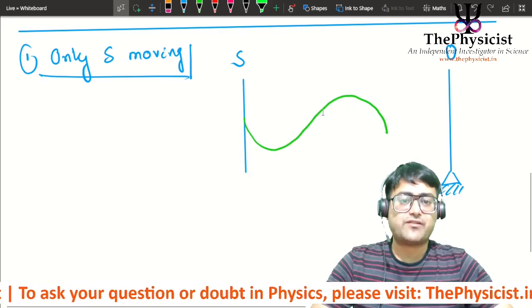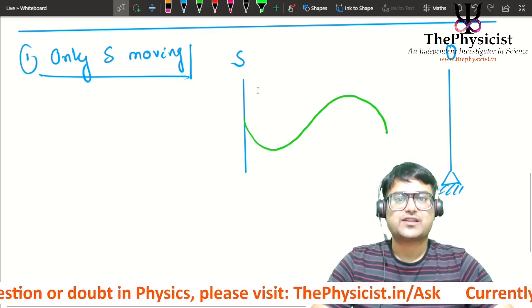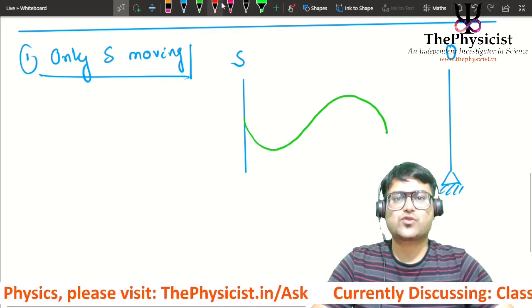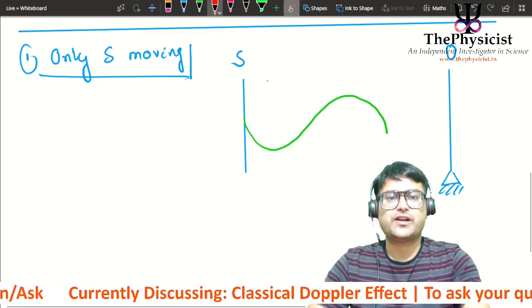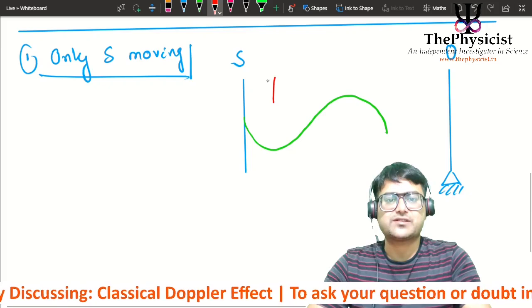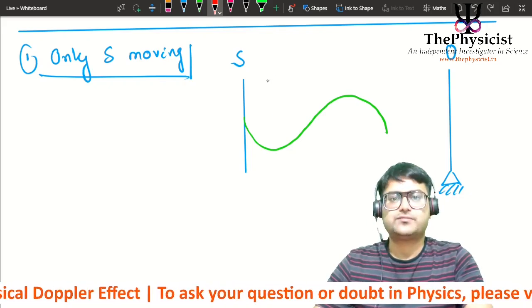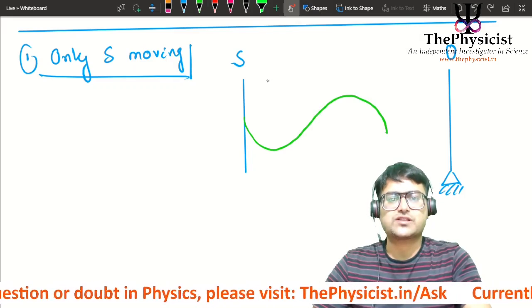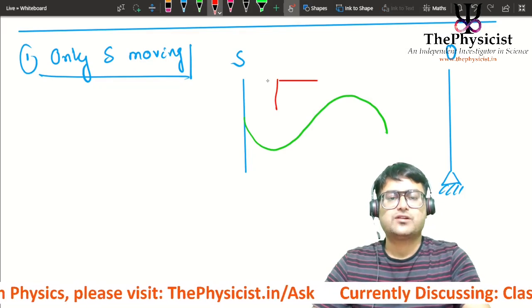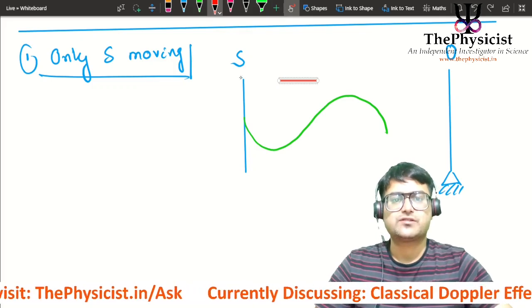So by the time the wave has come here, the source will not be at rest. The source would have also moved forward, correct? The source would have already moved forward by a certain distance. Let's say the source has now come forward by this distance.